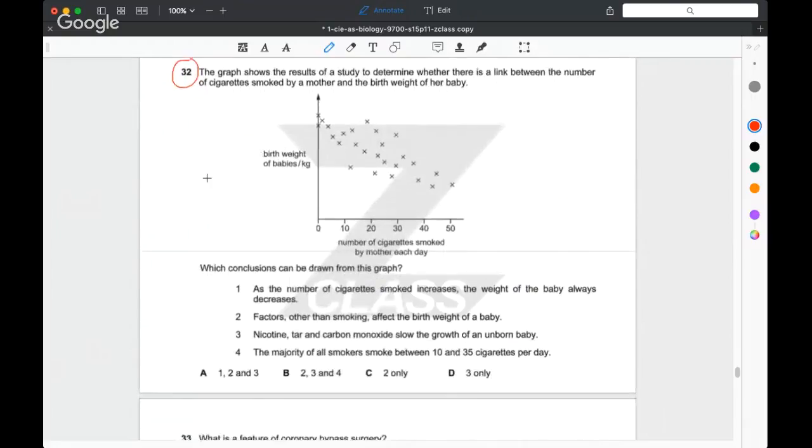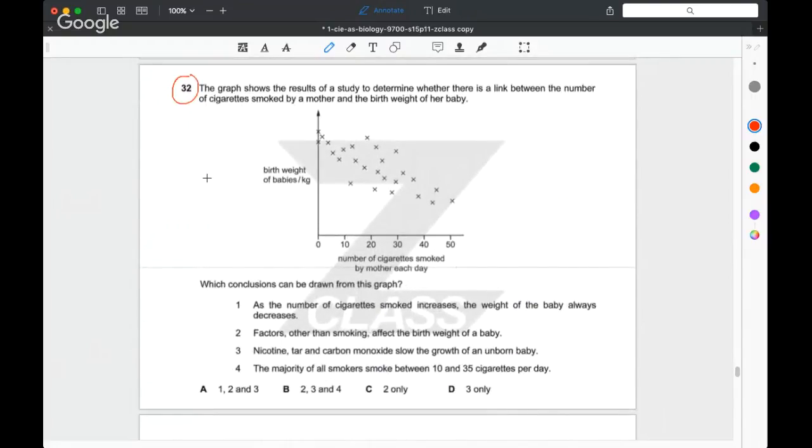Next question that the examiner flagged up was this one here, which was really about a sort of scientific method. So you've got here a scatter graph where they've plotted on the y-axis the birth weight of babies, and then on the x-axis the number of cigarettes smoked by the baby's mother each day during the pregnancy, and you get this kind of scatter here. And so you've got to try and interpret that. And the first thing says, well, what conclusion can be drawn from this graph?